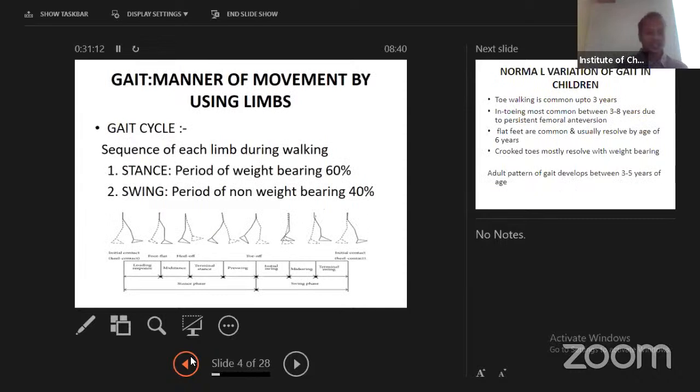The normal gait cycle consists of two phases. The gait cycle means the sequence of limb during walking. The main phase is stance phase. It consists of 60% of the cycle. That is the period of weight bearing. And the second one is the swing phase. It is the 40% of the gait cycle. It is the non-weight bearing period.